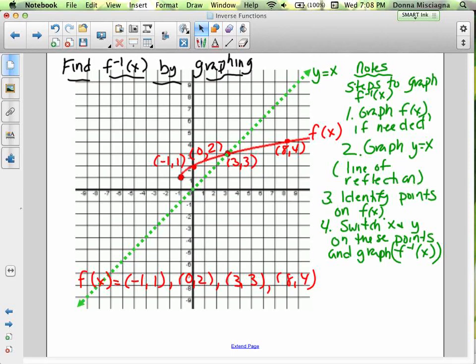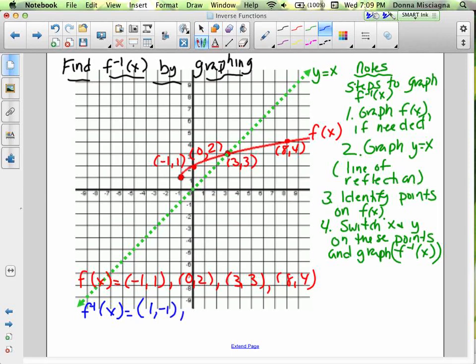All right, so now we want the points. I'm going to use blue, so it's a different color, for f inverse. All right, and so we just switch the x and y. So this is going to be 1, -1, and 2, 0, and that one's not going to change at all. 3, 3, and 4, 8. All right, let's graph those.